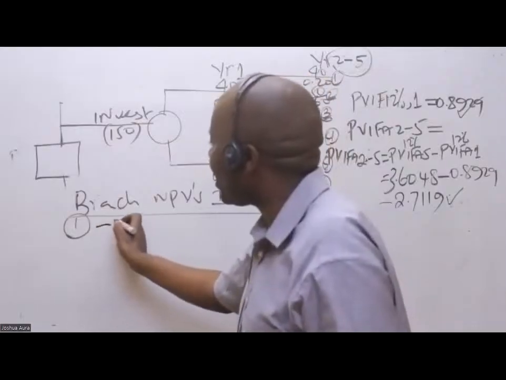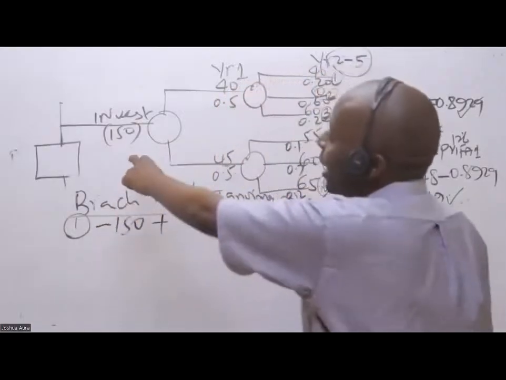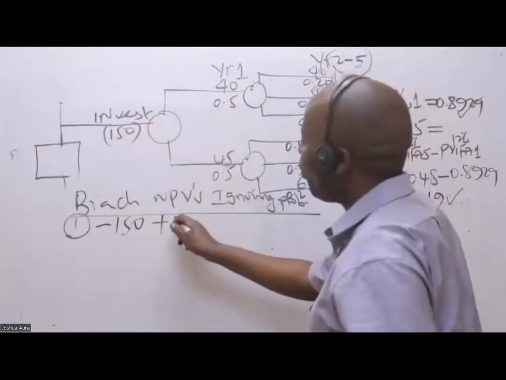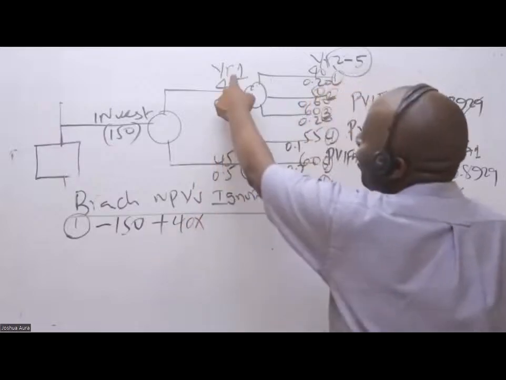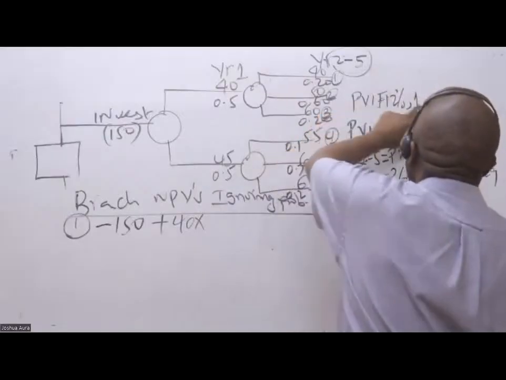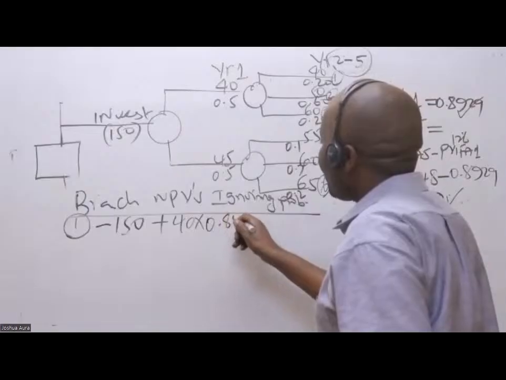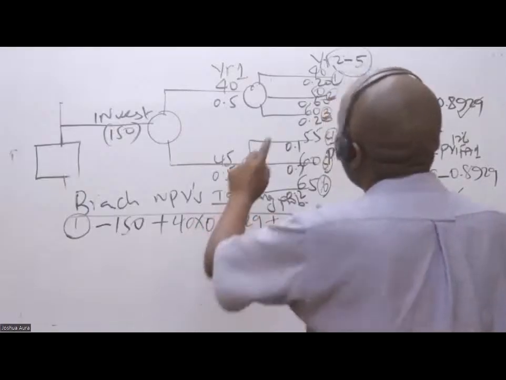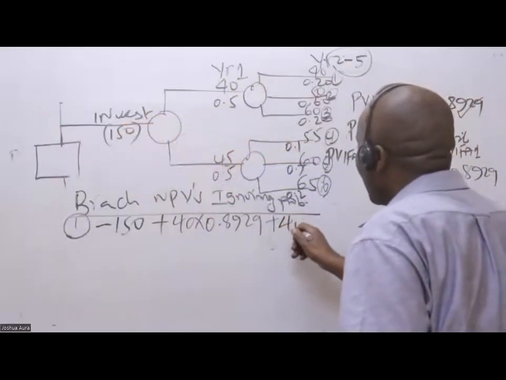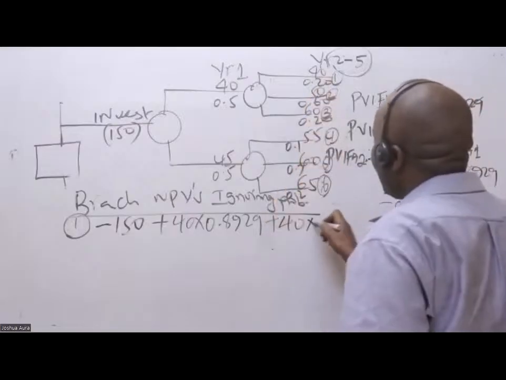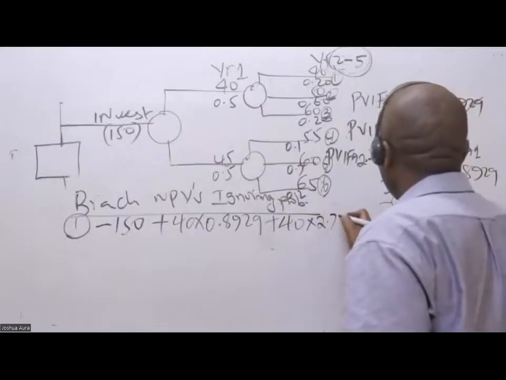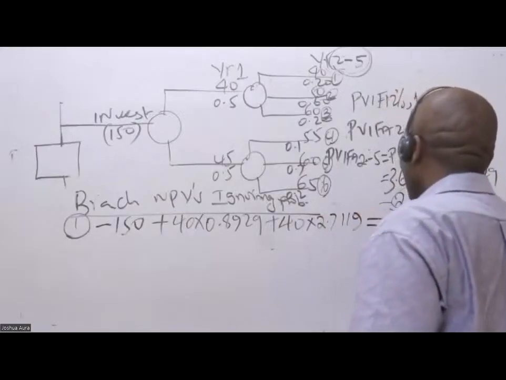So in this case, for branch number 1, it's minus 150 plus. These are negative. For branch number 1 that I'm following like this, I can see the next cash flow is 40. So I'll take 40 times PVFA for year 1, which you gave me as 0.8929. Plus, there is another cash flow here, 40 times this PVFA year 2 to 5, which you gave me as 2.7119. What will it give us?